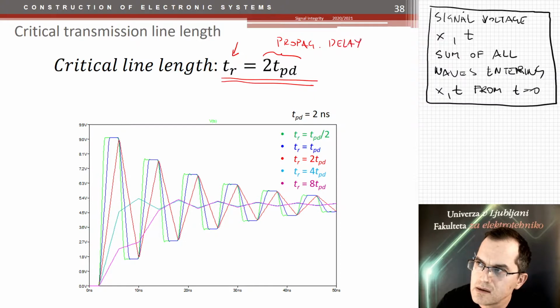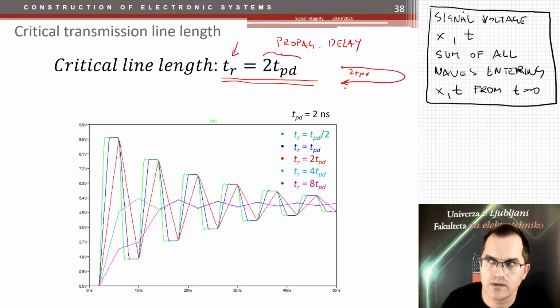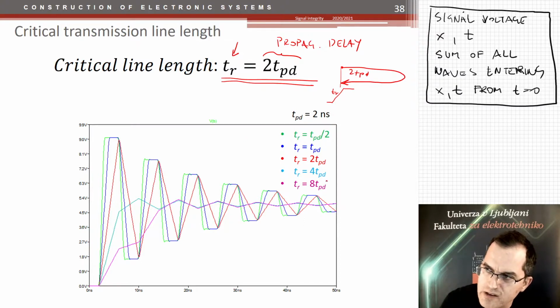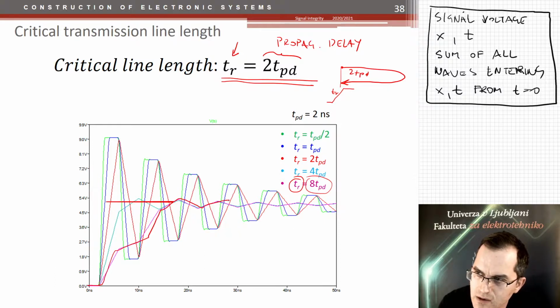Why is it that? Well, the time needed for the signal to go there and reach back is 2 TPDs. Now, if in this time, when the signal goes there and returns from the load back to the source, your signal is just reaching the logic level, this would mean that your signal is slow enough for this transmission line not to affect it anymore. Look here. If we have a very slow signal, say the rise time is equal to 8 TPDs, you would have this case. See? No ringing.